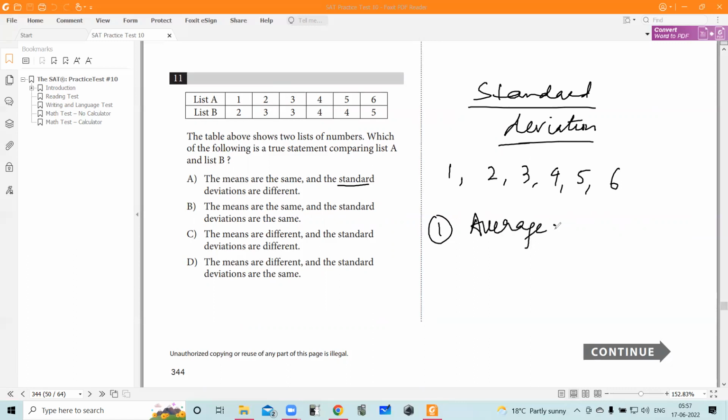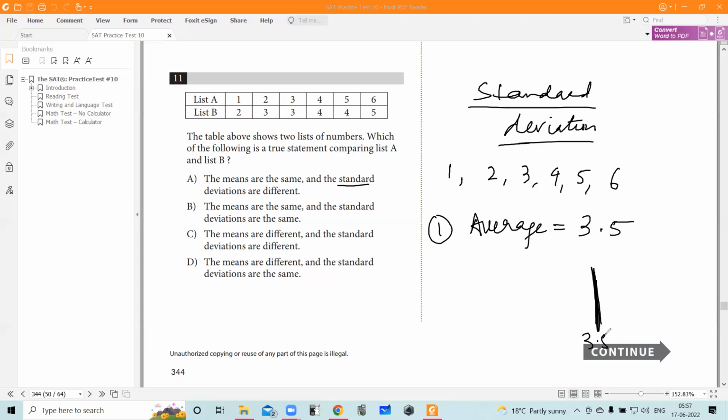1 plus 2 plus 3 plus 4 plus 5 plus 6. 3.5. Okay, so the average is 3.5. That means the data is more or less starting to spread from 3.5. 3.5 is the middle thing.